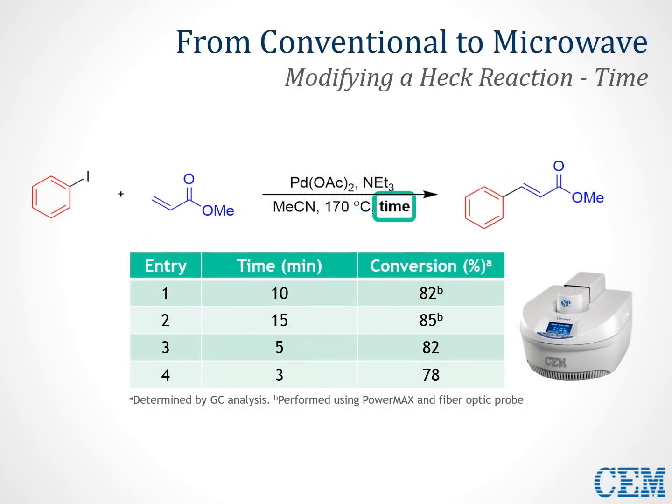So now that we've established that 170 degrees is our optimal reaction temperature, we can look at other parameters like time. So we use the PowerMax cooling feature and a fiber optic probe for temperature measurement in our Discover SP, and we noticed that extending our reaction time out to 15 minutes did not improve our conversion to product, and it increased our byproduct formation. So we backed down to 5 minutes, and we saw that we had comparable levels of yield and purity to our 10-minute reaction.